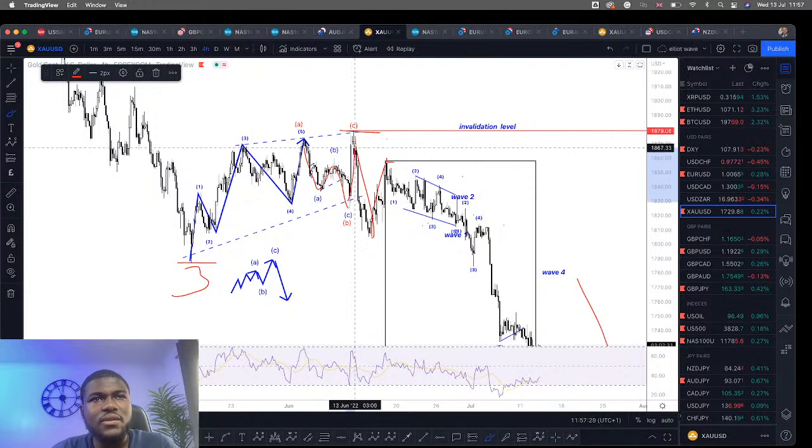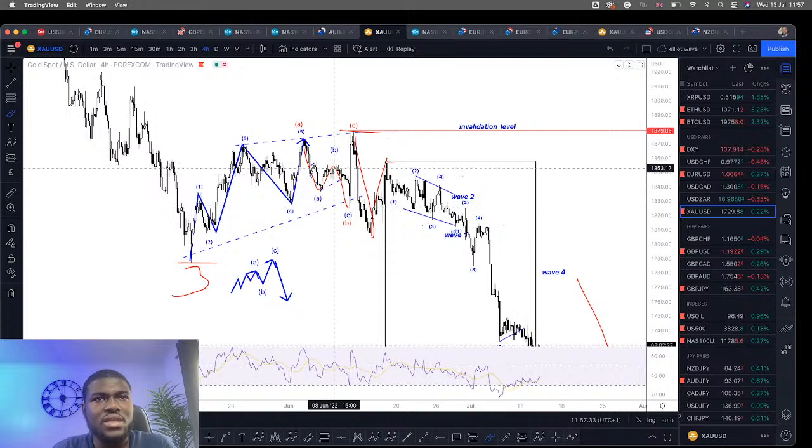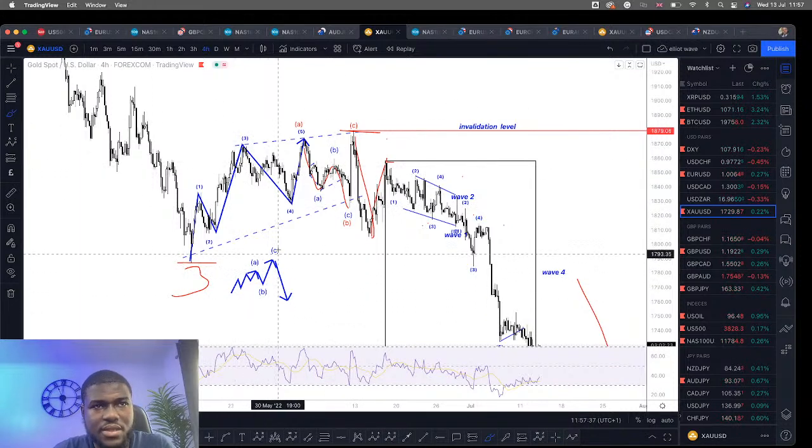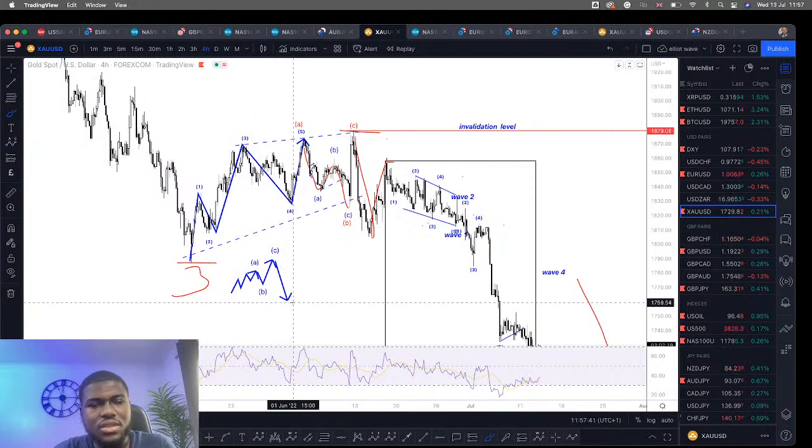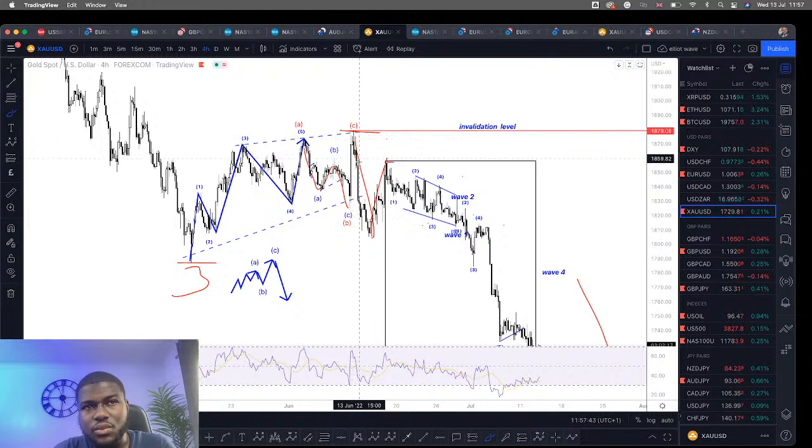Then I had an impulse to the upside, which is our wave C. So in that essence, what has formed is ABC, and after ABC, the next thing should be an impulse to the downside, and that's exactly what we saw here with this move to the downside. So immediately this move happened, I was fortunate enough to pick a sell position around here, and I closed it somewhere else with the first rejection.